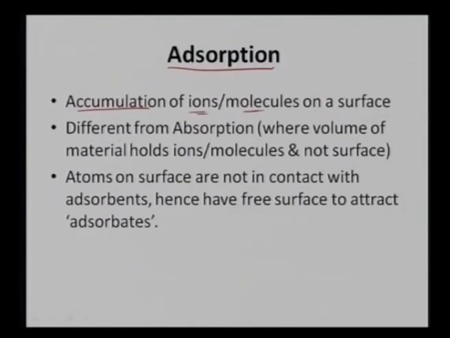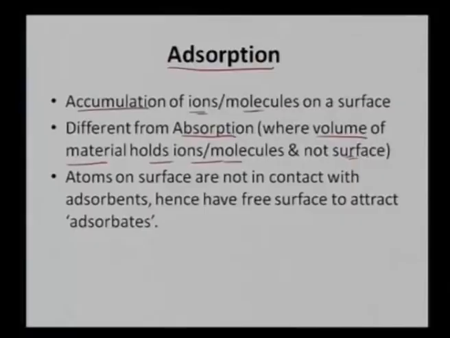But again, it is different from absorption, because in absorption, the volume of the material holds the ions and molecules, and not the surface. So in absorption, the bulk of a material takes part in attracting the species, whereas in adsorption, the particular species, it can be an ion, it can be a molecule, stays on the surface of a particular substrate or an adsorbent.